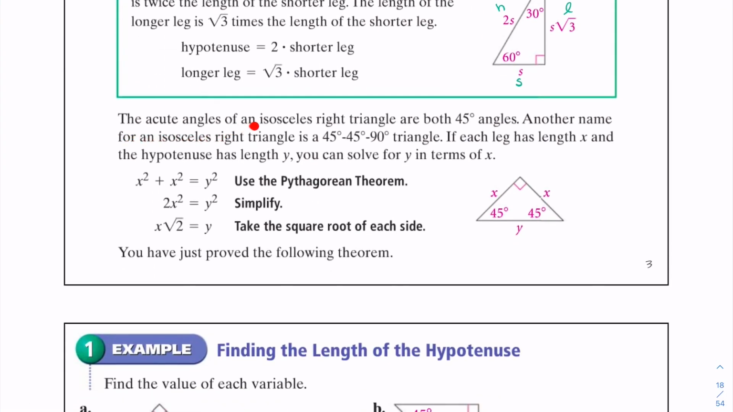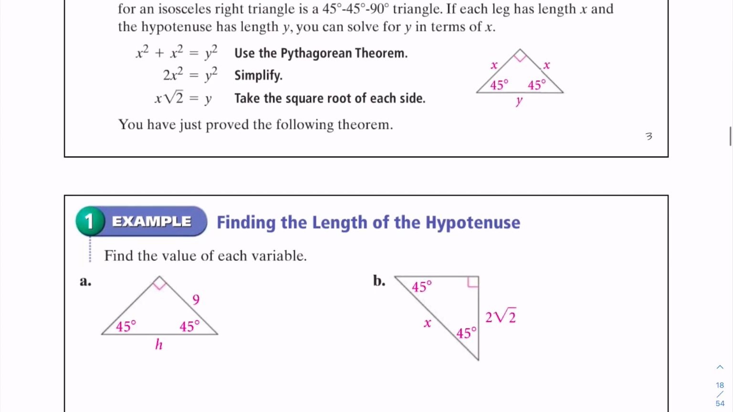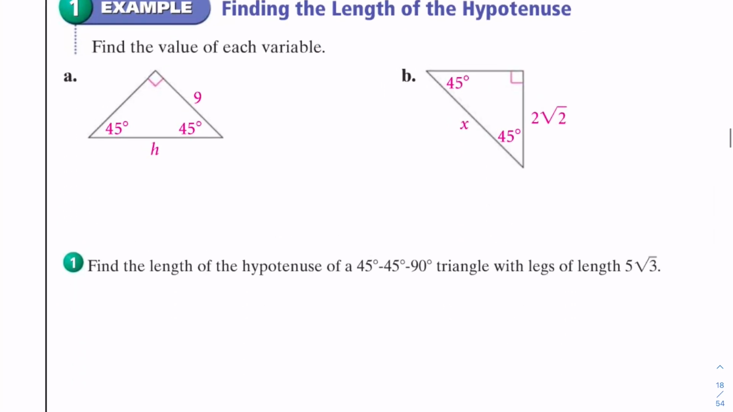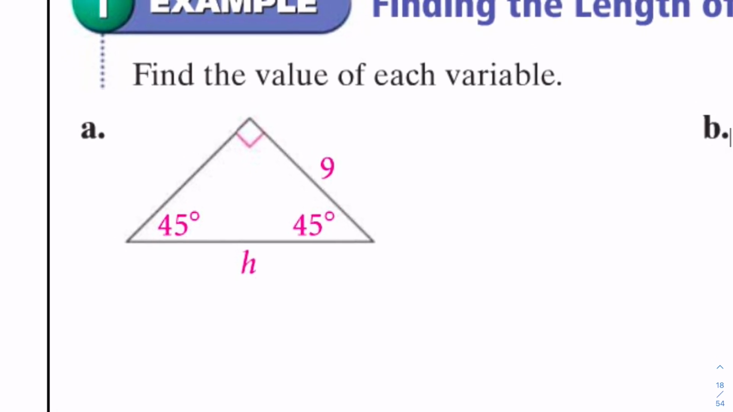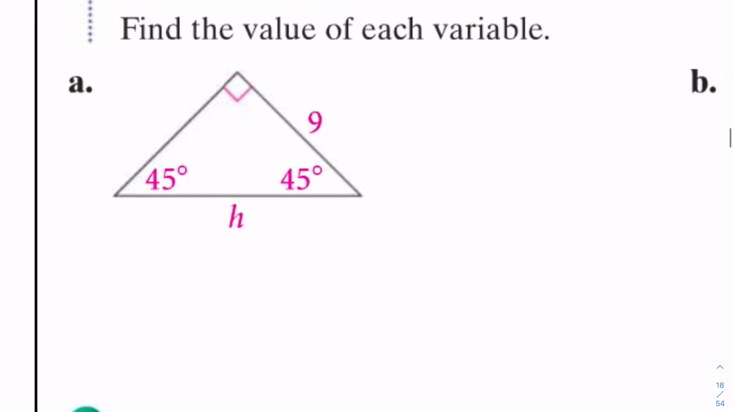The acute angles of an isosceles right triangle are both 45. Here's the proof of it. Let's find the length of the hypotenuse in a 45, 45, 90. Instead of doing leg squared plus leg squared equals hypotenuse squared, you're just going to write h equals s times the square root of 2, leg times the square root of 2.